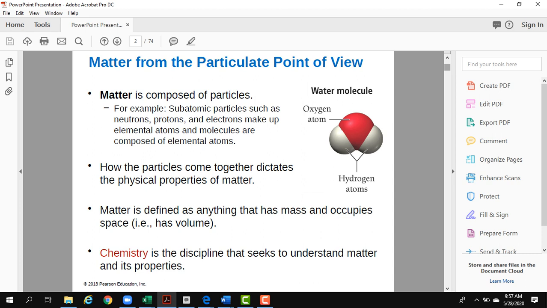First we see what is matter, and how matter is composed. Matter is composed of subatomic particles. And in chemistry, what we do is try to understand matter. If you look around, everything we see around us is matter. Matter is anything that has space and mass. So air is matter. Your computer is matter.